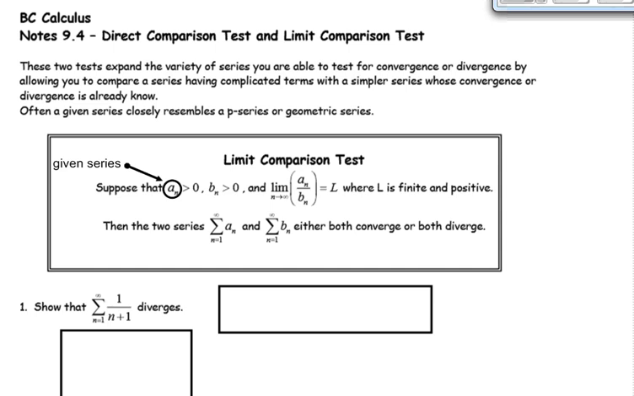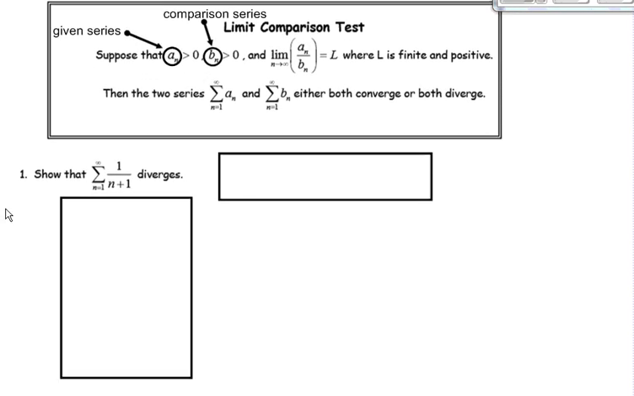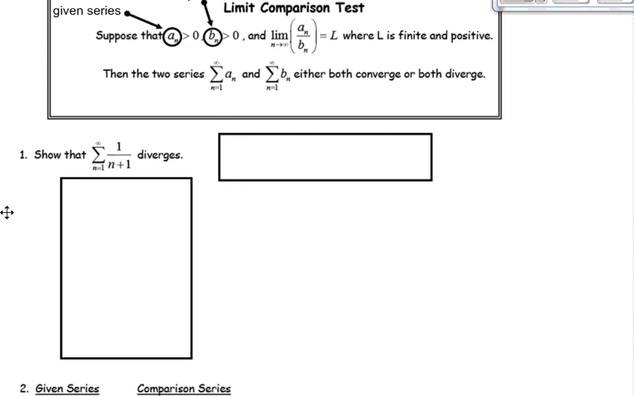Now, a sub n is the given series. That's the series that you want to tell whether it converges or diverges. And b sub n is your comparison series. Looking at number 1, we want to show that the series 1 over n plus 1 diverges. We want to come up with a series, most often a p-series or geometric series, that this series closely resembles: the series 1 over n. The only difference is the plus 1. As n approaches infinity, there's really not much difference between 1 over n plus 1 and 1 over n. But you have to use the correct test in order to prove that it diverges.